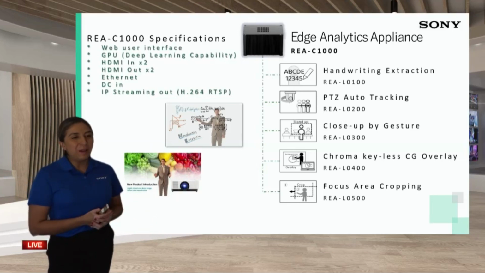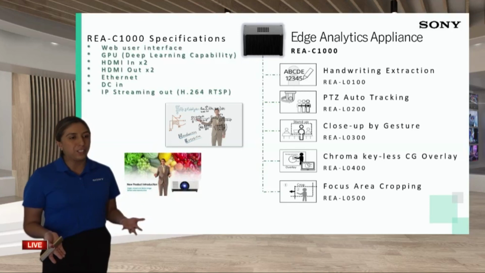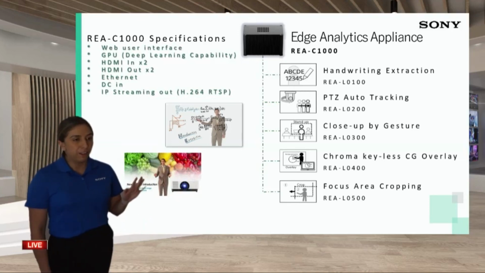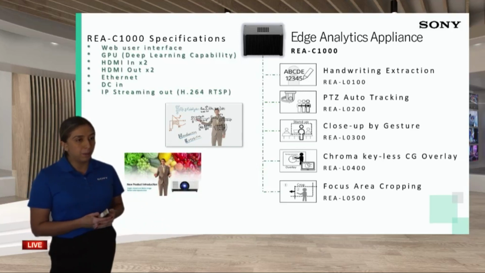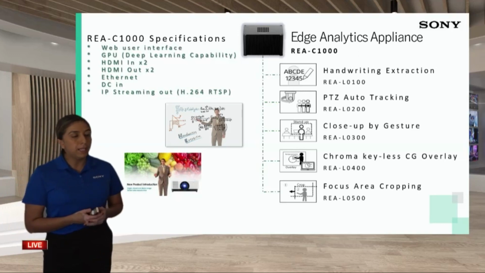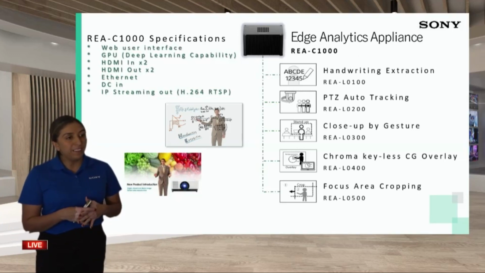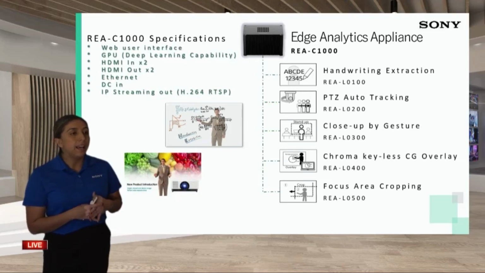Let's go ahead and talk about the Edge Analytics appliance, which is basically the brains of the whole operation. There are 5 different software licenses: Handwriting Extraction, PTZ Auto Tracking, and Chroma Key CG Overlay, which are going to be 3 of the software licenses that I will live demo today. Close-up by gesture and focus area cropping are limited due to the amount of space I have here in my home office, but we will provide a link in the chat so that you can see the live demos firsthand.